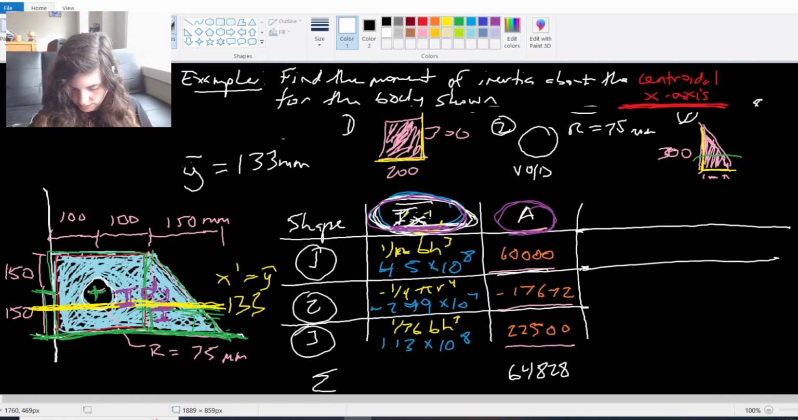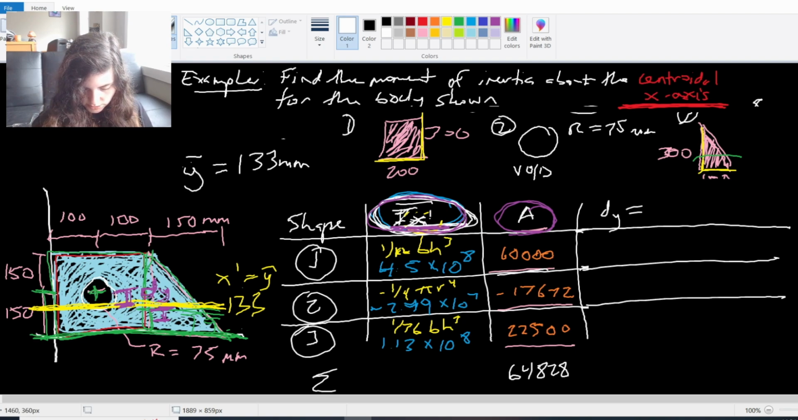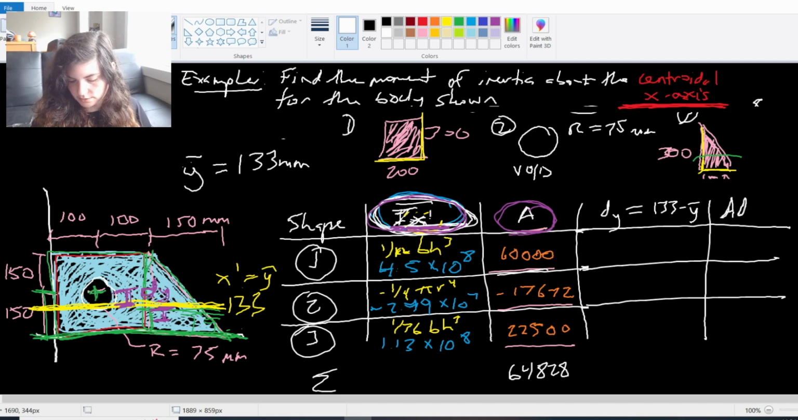And I'm going to do the same table that we did in the first problem, but now my dy term is going to be that 133 minus the centroid of each shape. And then of course I have the A dy squared.